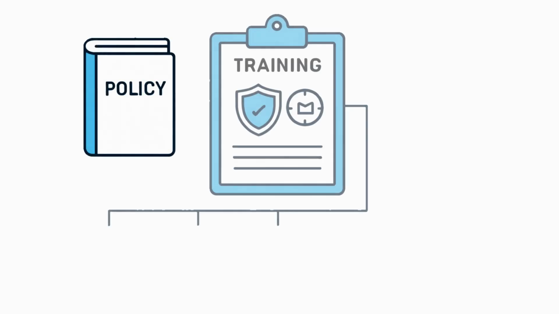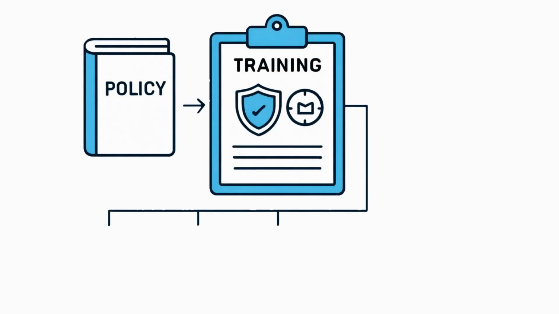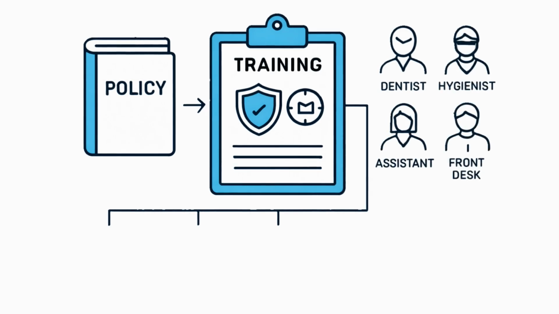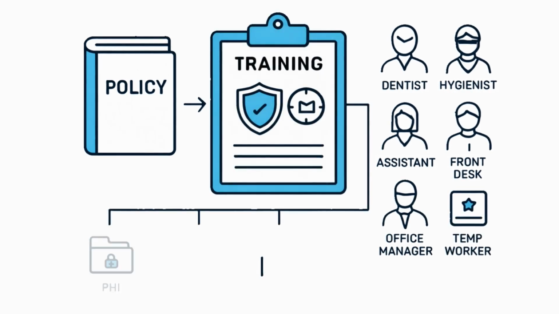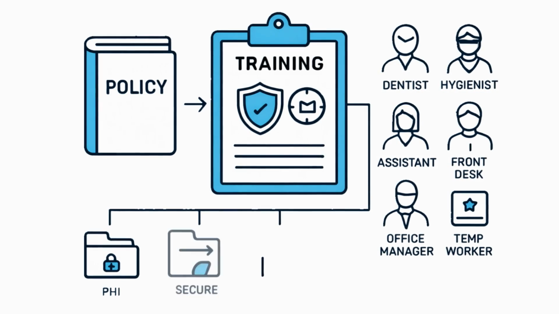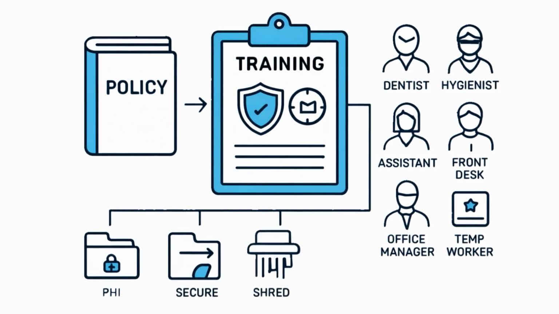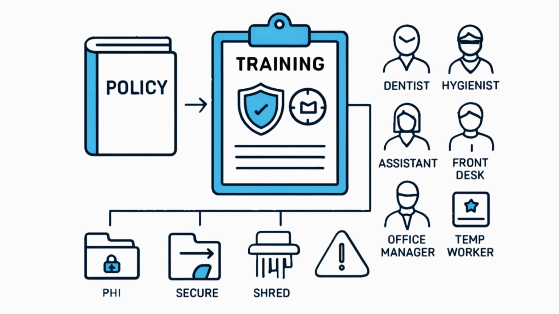Training is the part that turns policy into daily behavior. Dentists, hygienists, assistants, front desk staff, office managers, even temporary workers all need training. Not just once, but regularly. People should know what counts as PHI, how to share records correctly, how to dispose of documents, how to report a possible breach, and why social media is especially risky when patient images are involved.